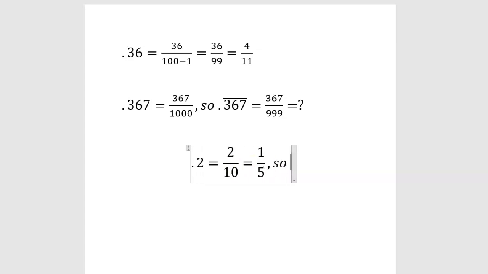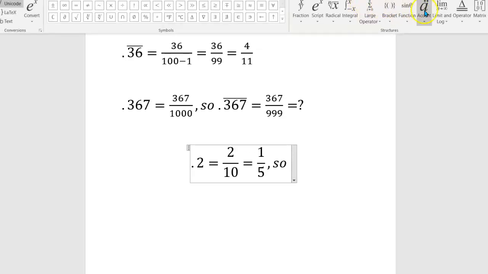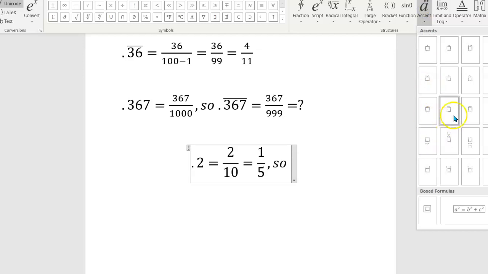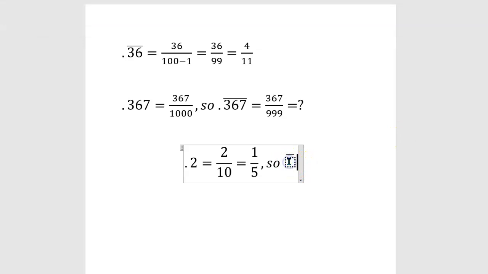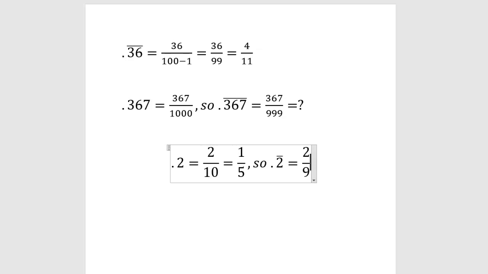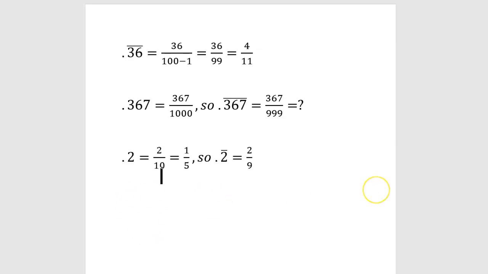So 0.2 bar. Let me get the bar symbol. Accent, bar, well, humbug. Let me get that. 0.2 bar. That's 2 over 9, because 10 minus 1 is 9. Well, that's good. And 2 over 9 won't reduce, and so that's good. And y'all get the idea. And these are all rational numbers.